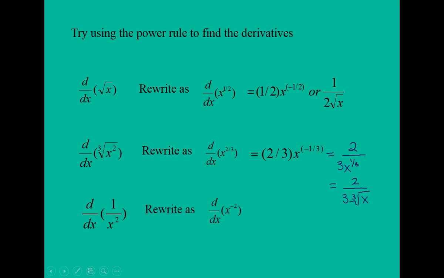Here we can rewrite as x to the negative 2 power. So bring the negative 2 down in front, subtract 1. Negative 2 minus 1 is negative 3, and then rewrite it with a positive exponent.